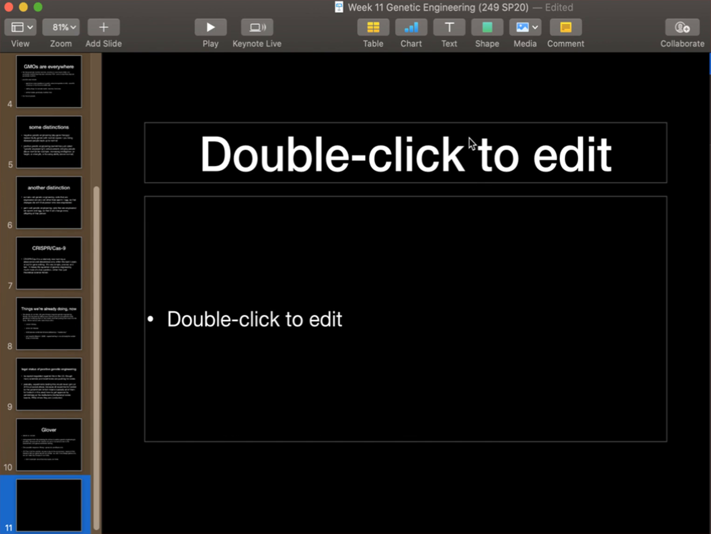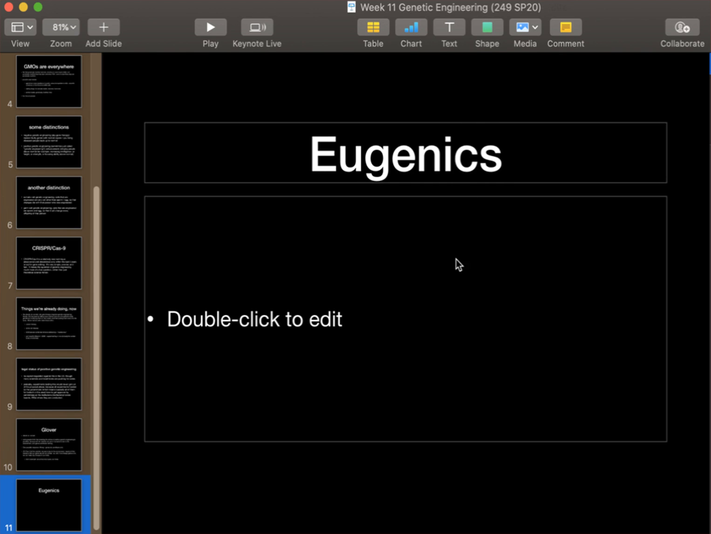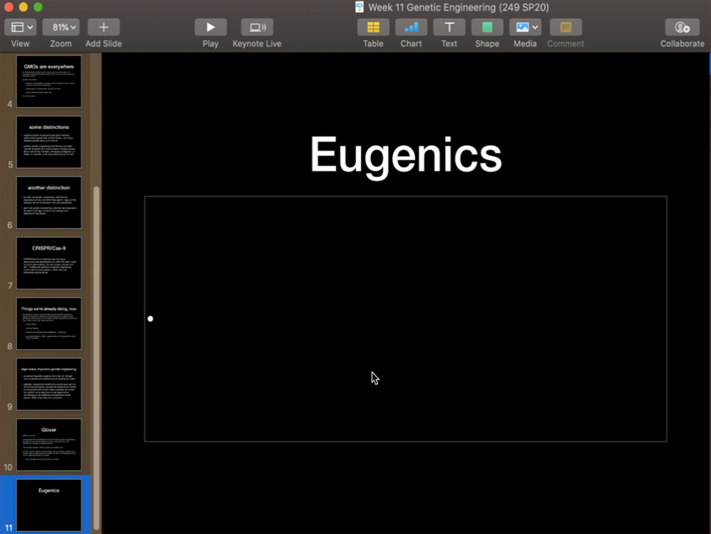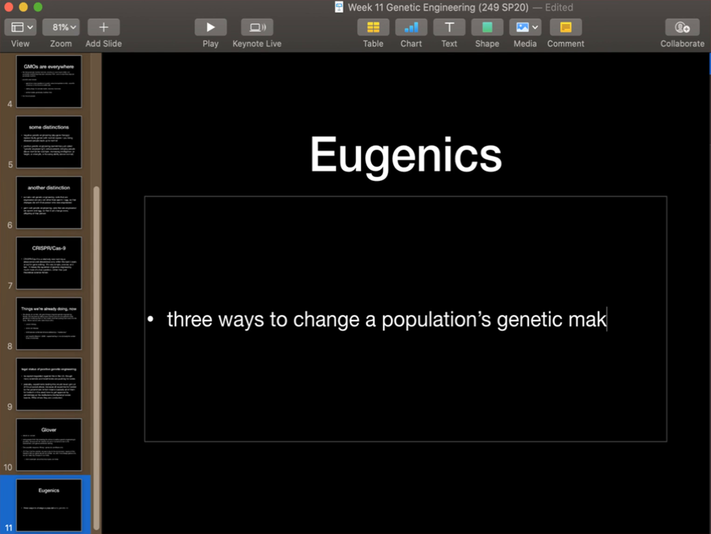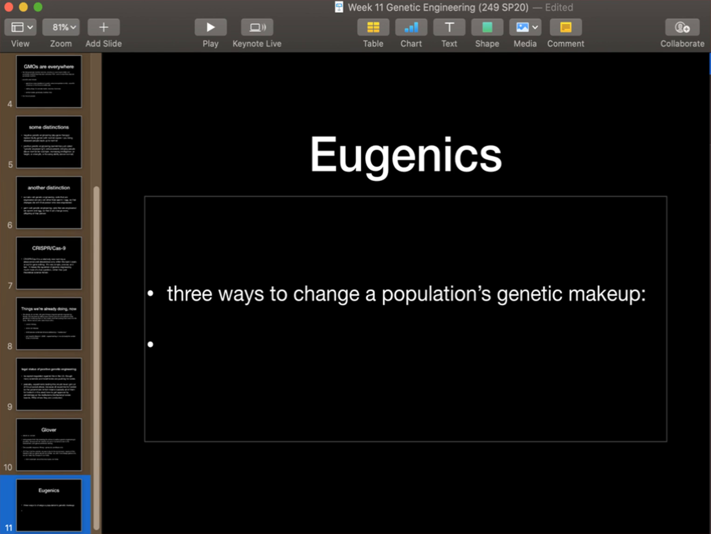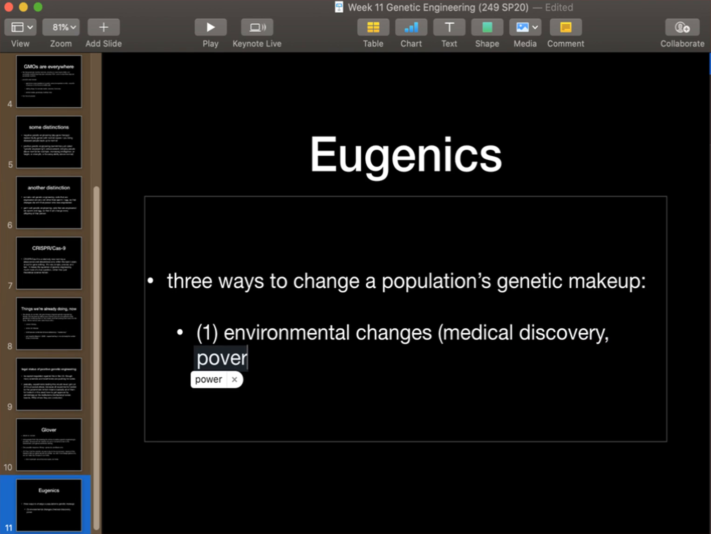Let's talk a little bit about eugenics also. Okay, so eugenics, remember, well, I guess I'll put it this way. There are three ways to change a population's genetic makeup. One is environmental changes. For example, medical discovery, poverty relief, agriculture, all of these things plus more can change the genetic makeup of a population.